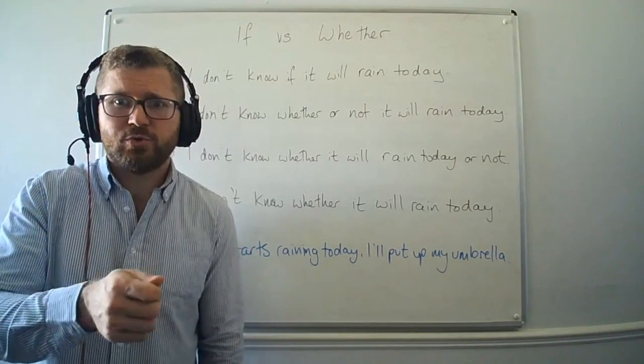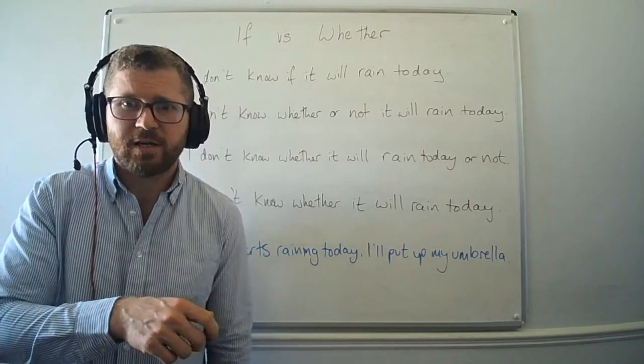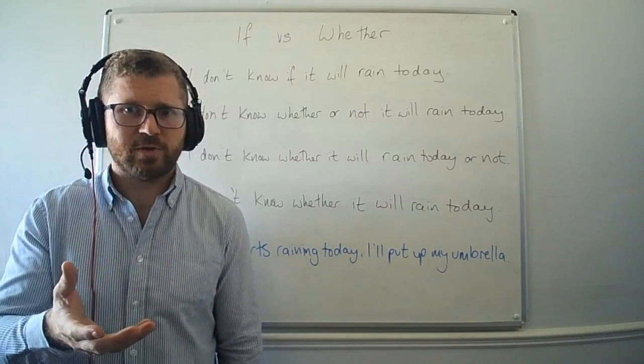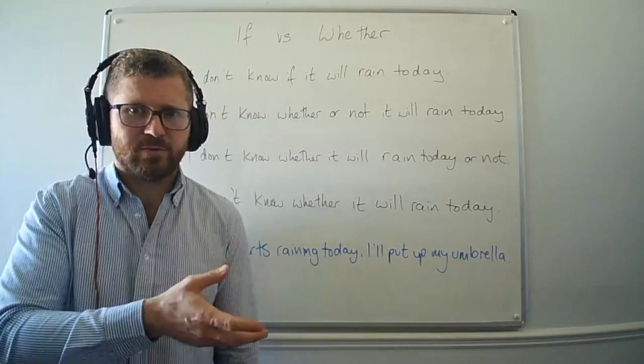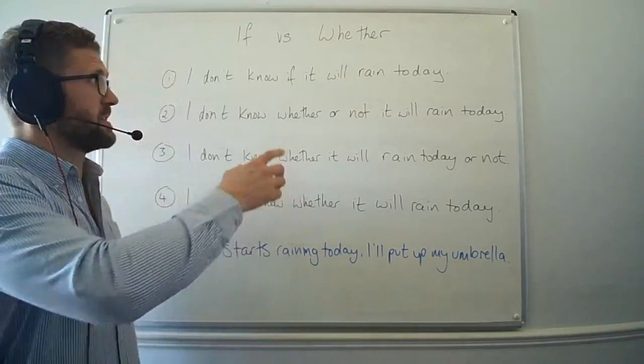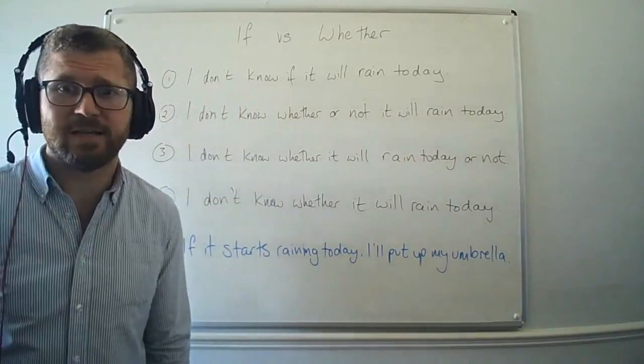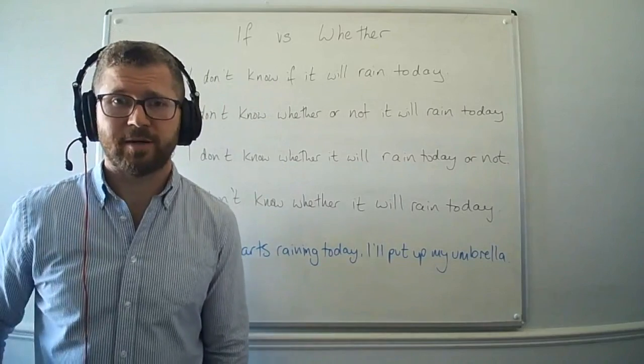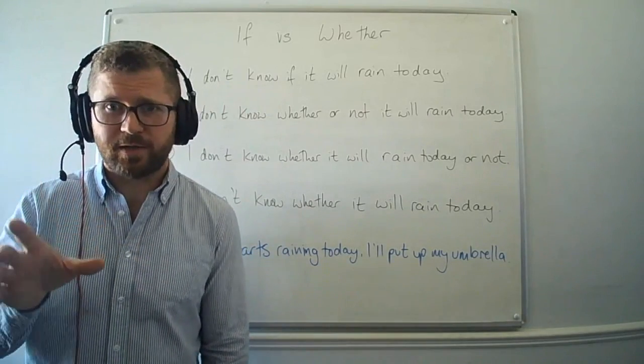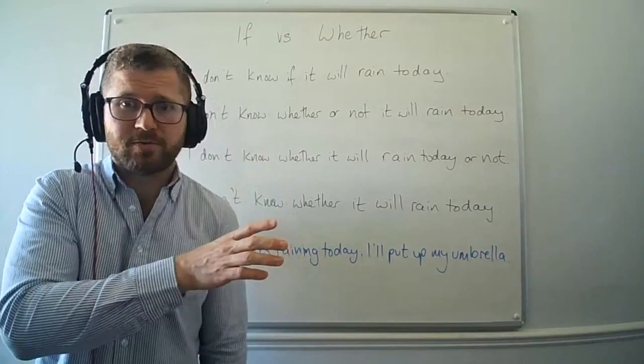Now, when you're choosing between 2 choices, the GMAT would say that you can't use the word if. You use the word whether instead. So this first example, I don't know if it will rain today, would not be correct on the GMAT because I'm choosing between whether it will rain or whether it will not rain.